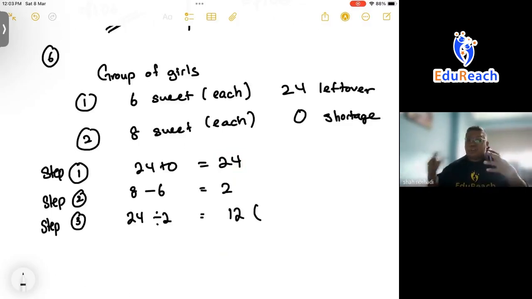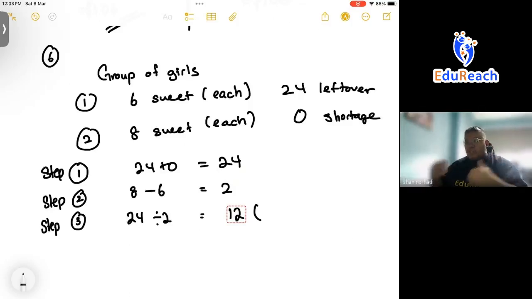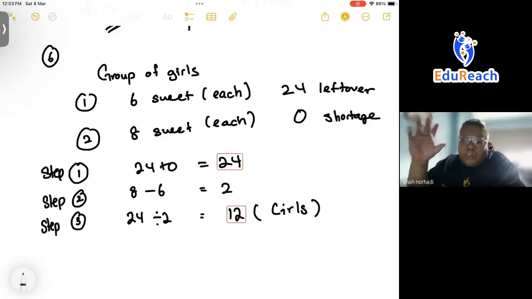What do you think this 12 means? What are we looking for? We are looking for the number of sweets? No. When we take division, we will find the number of girls, like just now, how we looked for the number of markers. So now we know there are 12 girls. All right. Now we can find the number of sweets.